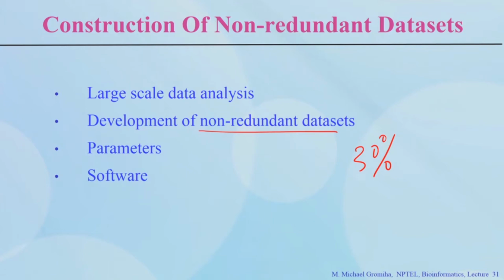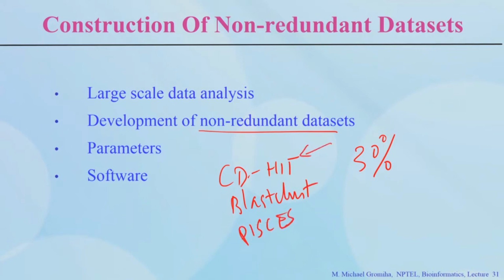So, what are the various programs we discussed? CD-HIT, BLASTClust and PISCES. What is the principle used in CD-HIT? Clustering, K means clustering. So, you use different clusters, then you pick up the representative data from each cluster. This works like the clustering techniques.